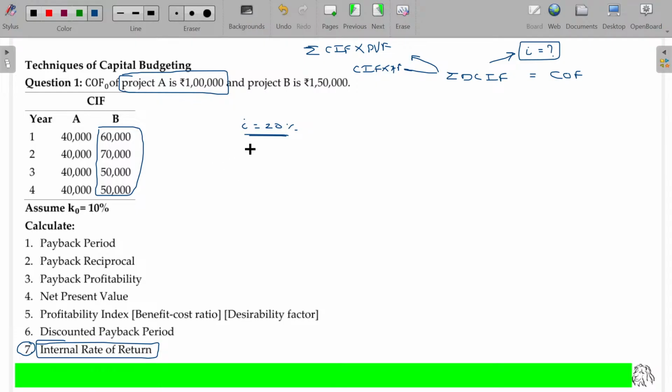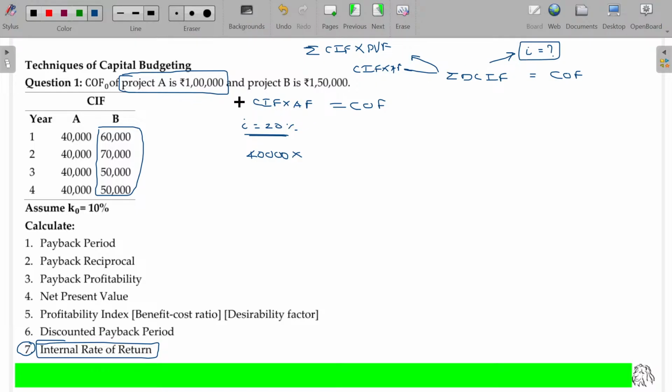Now let's see, how do I calculate? Cash inflow is multiplied with the annuity factor, and should be verified with the cash outflow to find out whether it is equal or not. If 20 percentage, the cash inflow being 40,000 every year, multiplied with the annuity factor for 20 percentage.